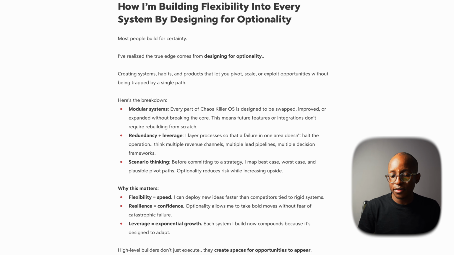So most people build for certainty. I think a lot of people build in the sense that they just want to make sure that what they're building, they have certainty that each and every single thing is going to work. And this is the tunnel vision that we're going to have in making sure that this one singular thing that we're doing is going to work out. But for me, throughout my journey, I've realized that the true edge comes from designing for optionality. What this basically means is you create systems, habits, and products that let you pivot, scale, or exploit opportunities without being trapped by a single path.